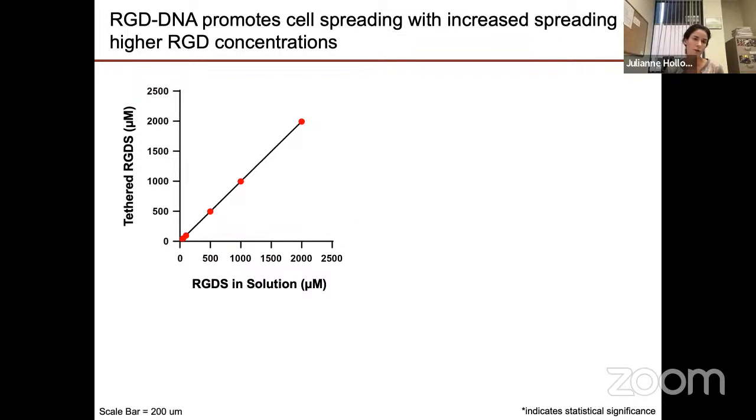Here we first wanted to characterize how much of the peptide we were tethering onto our material compared to how much we are adding in solution. And this reaction is highly efficient. And so we see an almost complete reaction of the amount of peptide that we add in the solution to what is onto the surface. And we did this using a thiol assay.